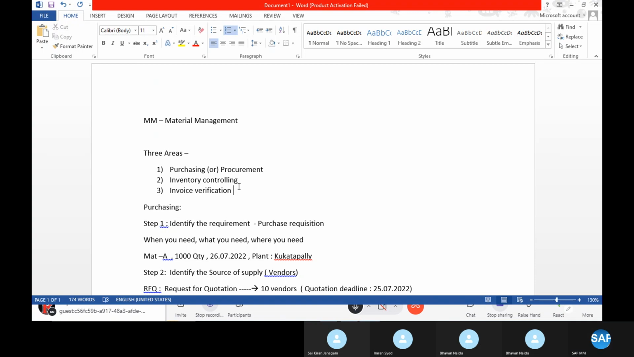Clear? Any doubts? No? Okay guys, then we'll continue tomorrow. Just understand the process first. We have different business processes. First understand the business process, then we'll start practicing practically.